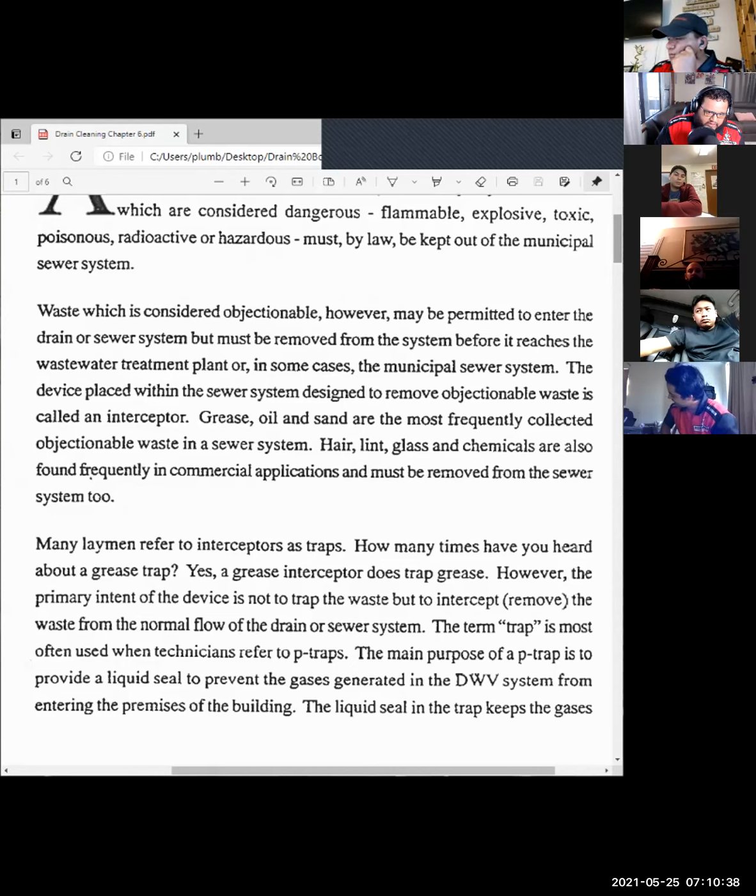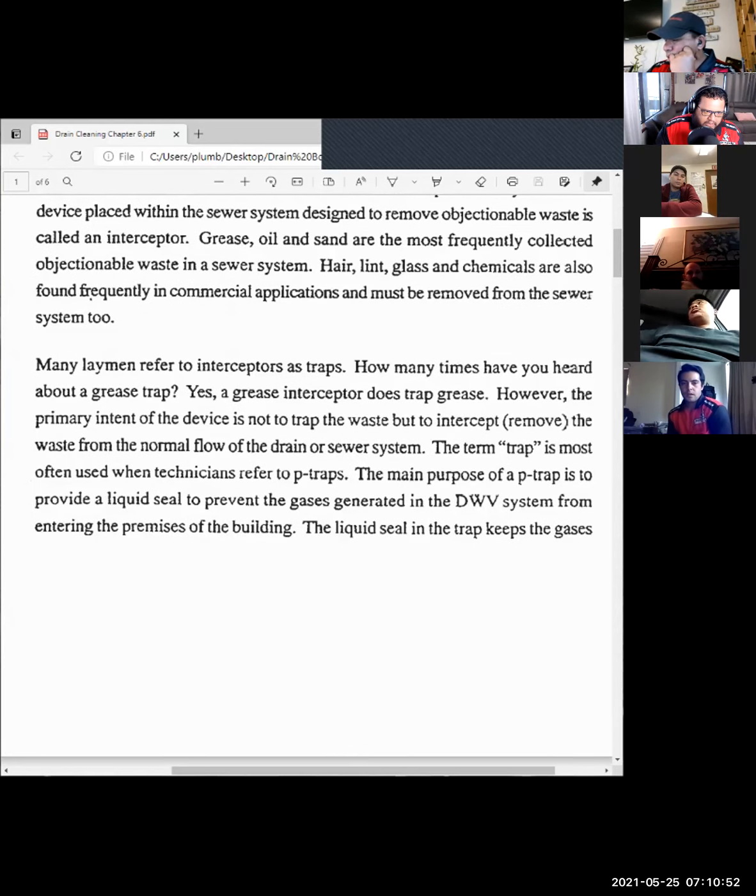Grease, oil, and sand are the most frequently collected objectable waste in the sewer system. Hair, lint, glass, and chemicals are also found frequently in commercial applications and must be removed from the sewer systems too. Many laymen refer to interceptors as traps. How many times have we heard about a grease trap? So a grease trap interceptor does trap grease. However, the primary intent of the device is not to trap the waste, but to remove the waste from the normal flow of the drain or sewer system.